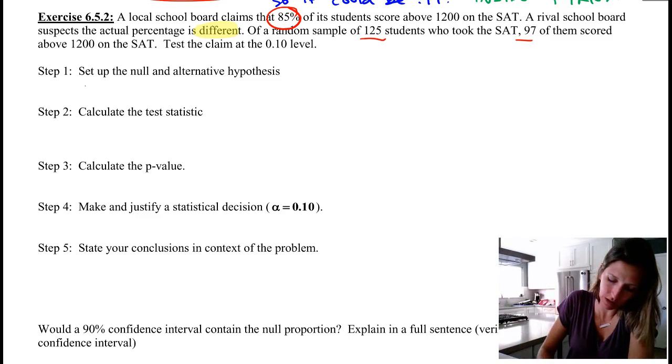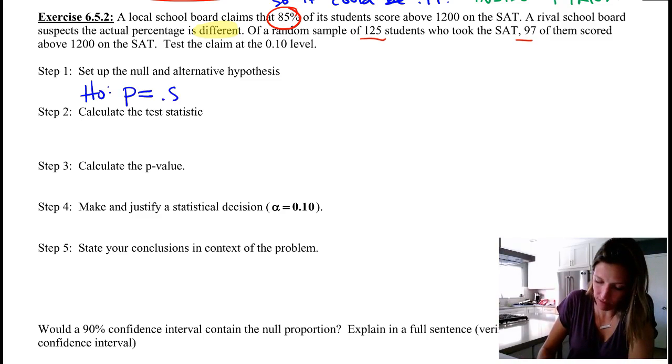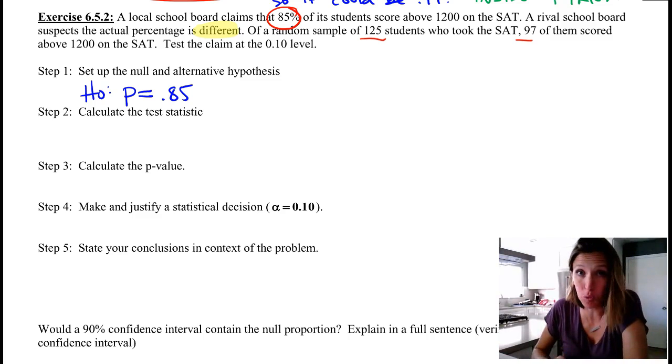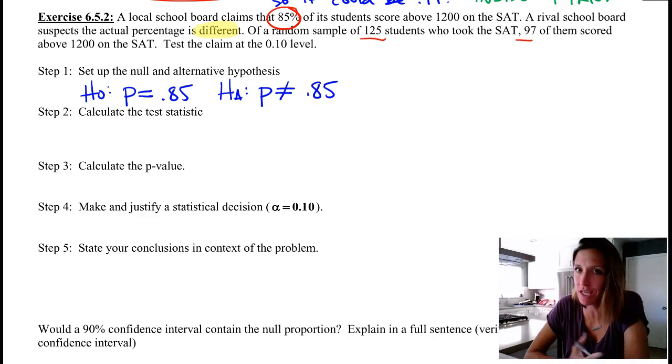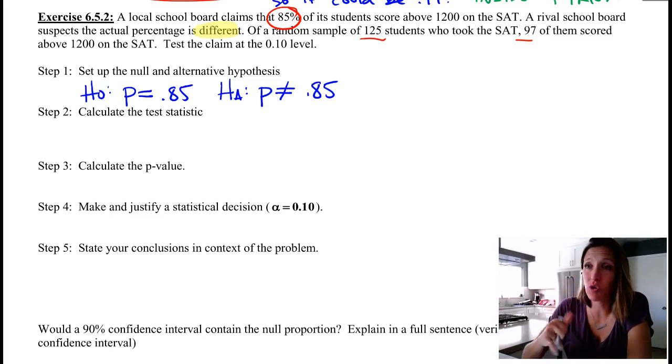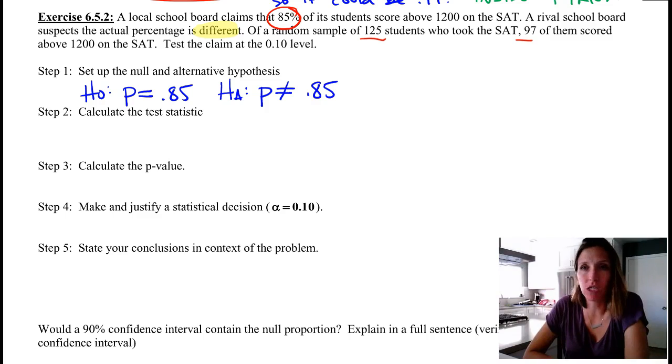So what we're looking to do, H naught, is P is equal to 0.85. Basically, this is the local school board is correct, right? That their claimed value is the right thing. Our alternative is that they are incorrect. It's just not equal to that value. I don't even care which way it is, just not equal to, and that's that the rival school board's claim is then correct. So using the wording of the sentence here, you need to be careful when you get down to step 5. If you just say that the claim is correct or incorrect, you need to be very specific which school board we're talking about.